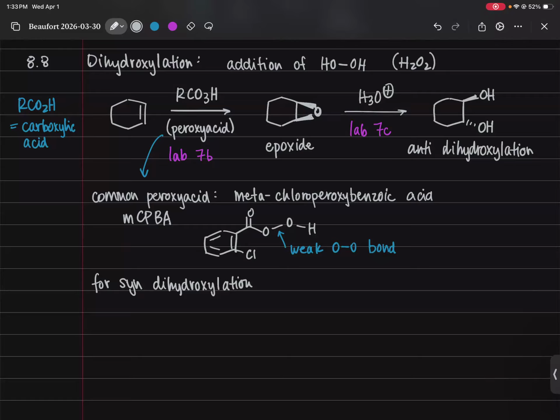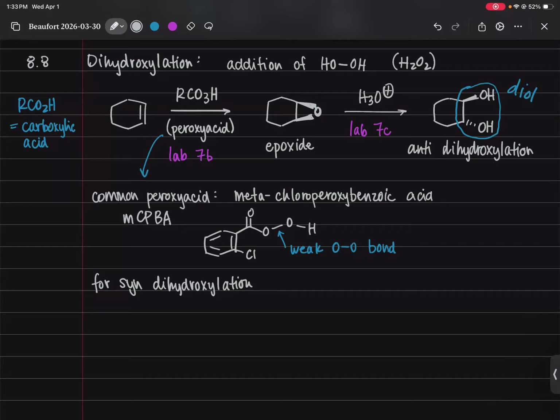So we use peroxy acid to make an epoxide, and the epoxide in itself can be a useful molecule, but generally its main use is to make the diol also. This kind of functional group is called a diol because it's a dialcohol. Anyway, so that gives us anti-dihydroxylation.